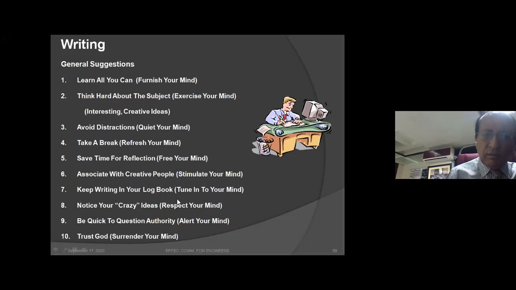Keep writing in your logbook, notice your crazy ideas. I'm saying out of box ideas. Respect them, because that is a matter of respecting your mind. If something against the common thinking comes to your mind, don't just let it go. Maybe that is the correct thing.